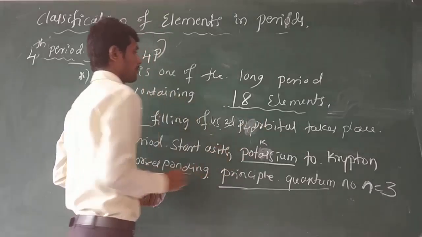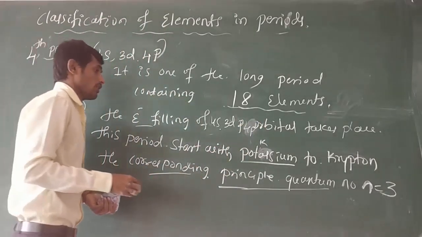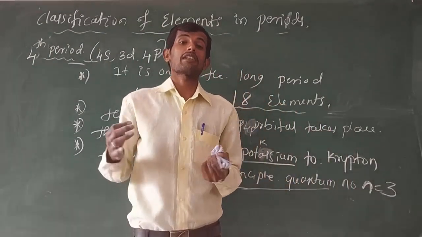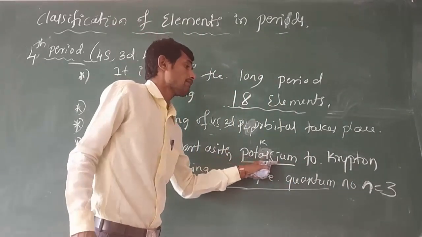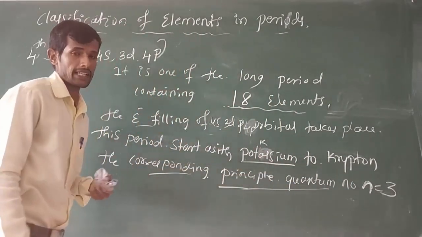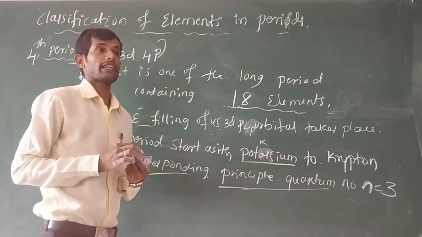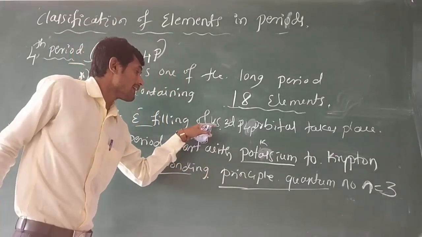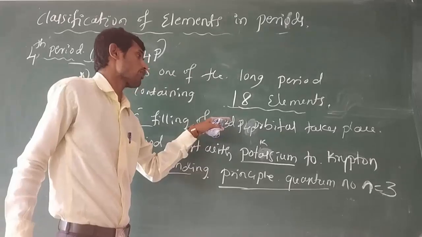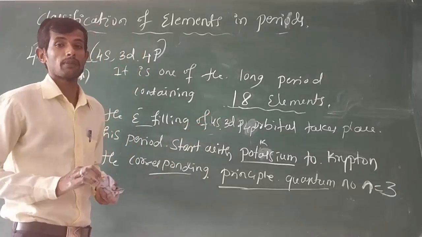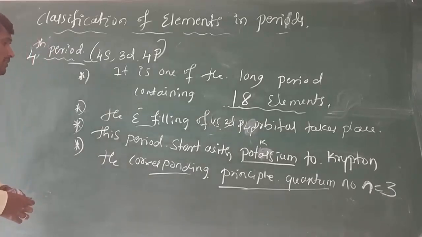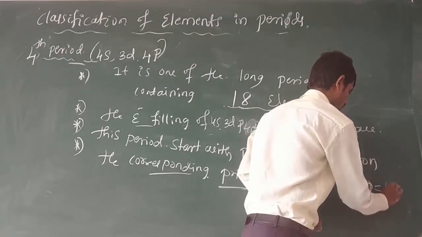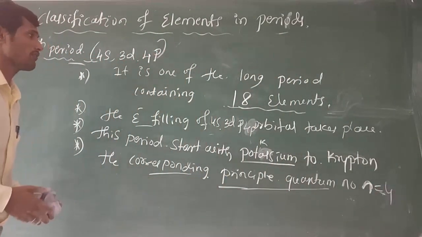Yes, 4p orbitals. Next one, the corresponding principal quantum number is n equal to 4 here. N equal to 4 in presence of fourth period.